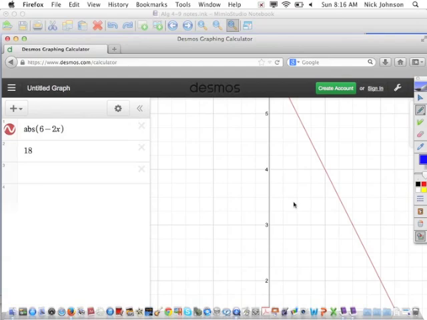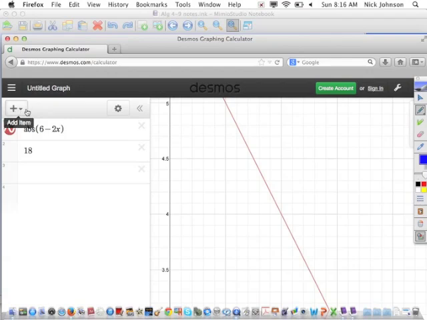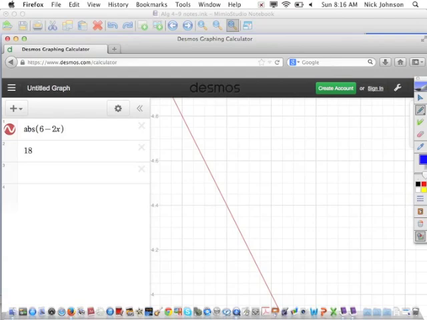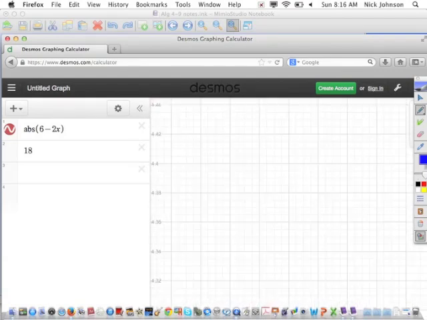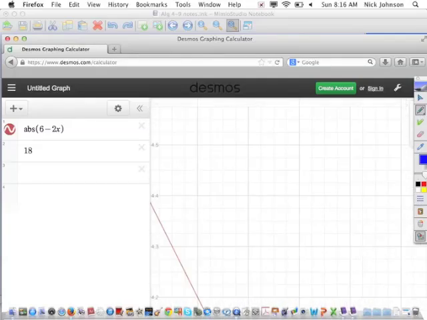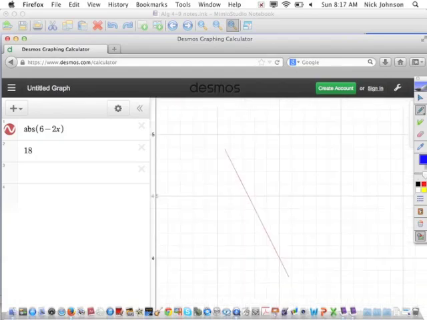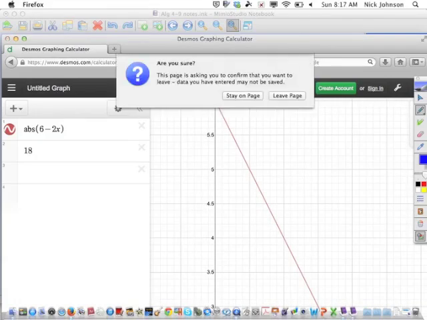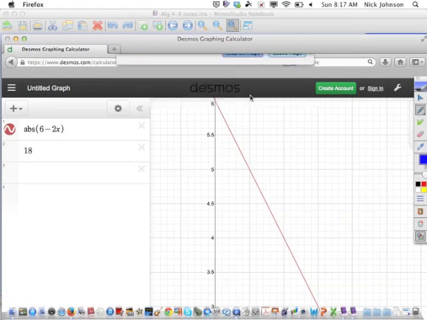I don't want to go up. But if I can scroll up here, having a hard time scrolling. Okay, here we go now. There we go, Mr. Johnson's on it. Stay on page.